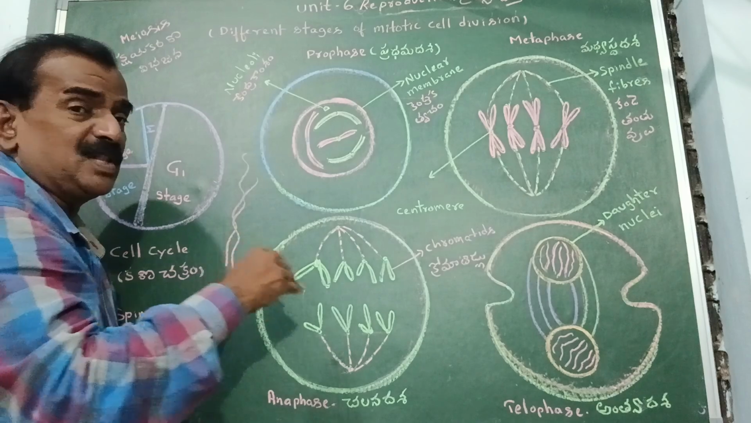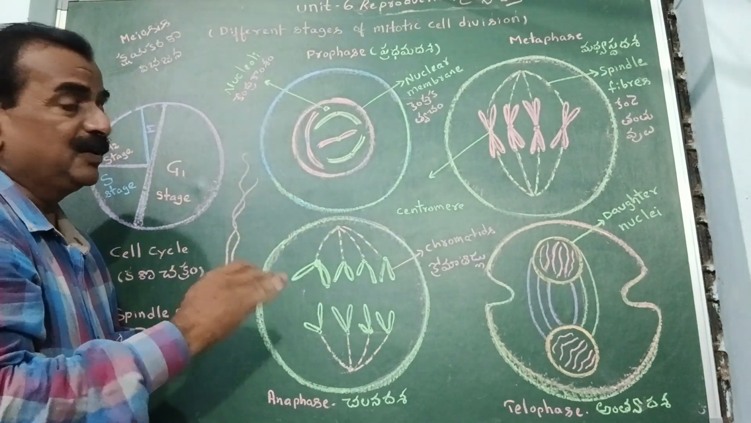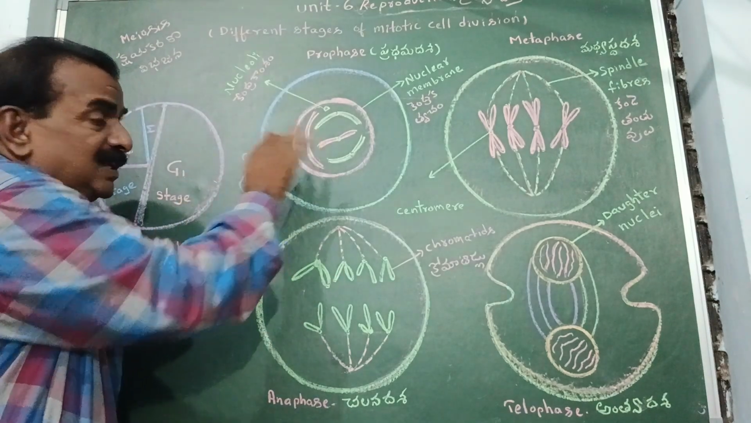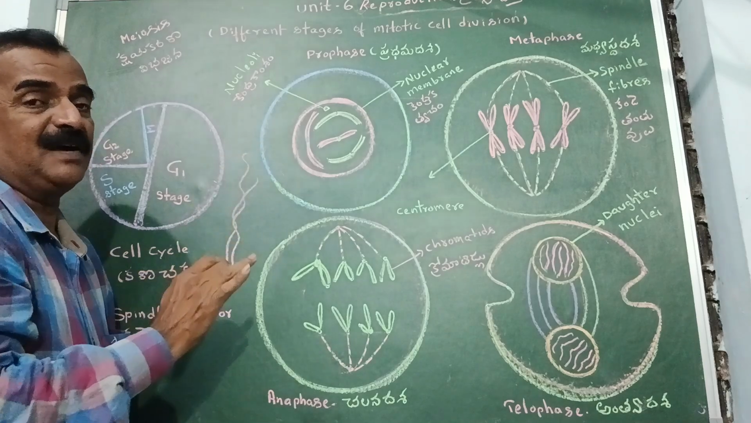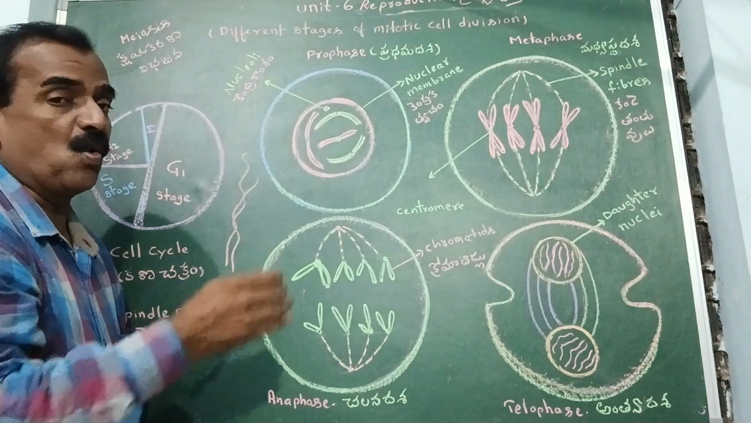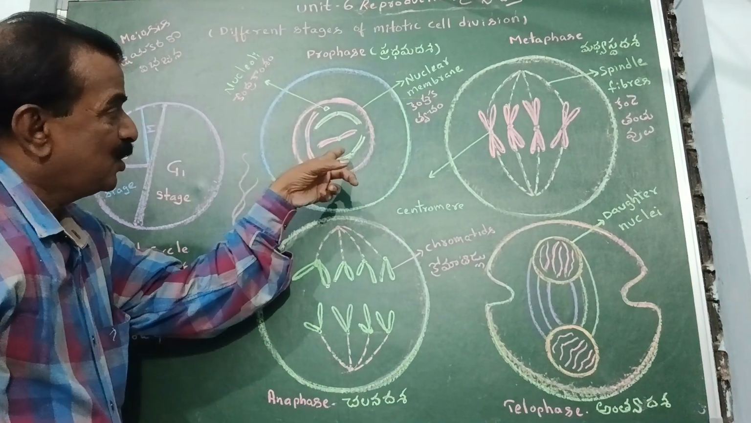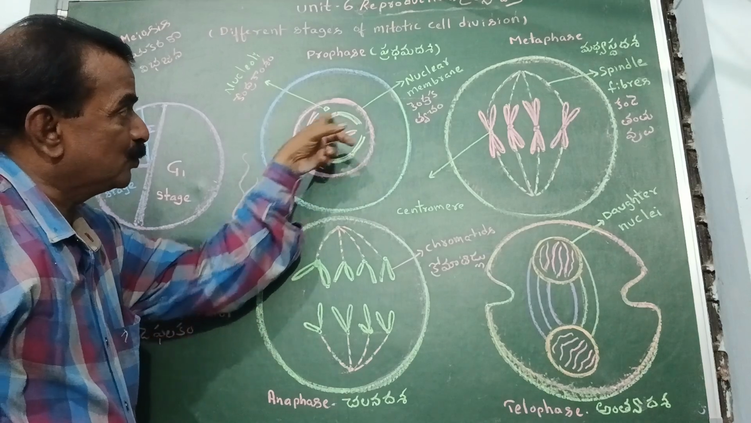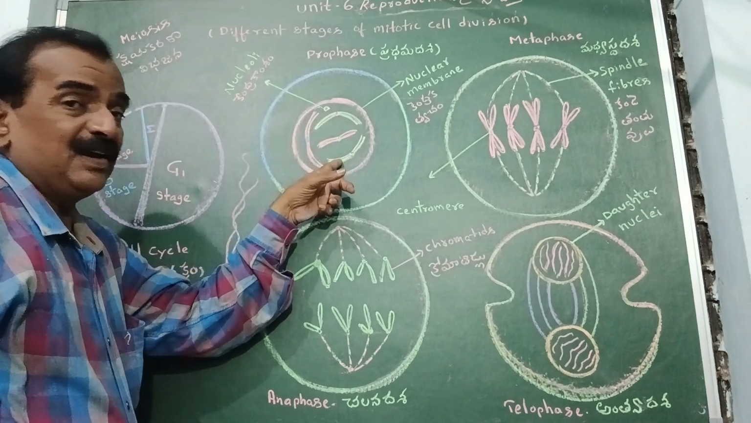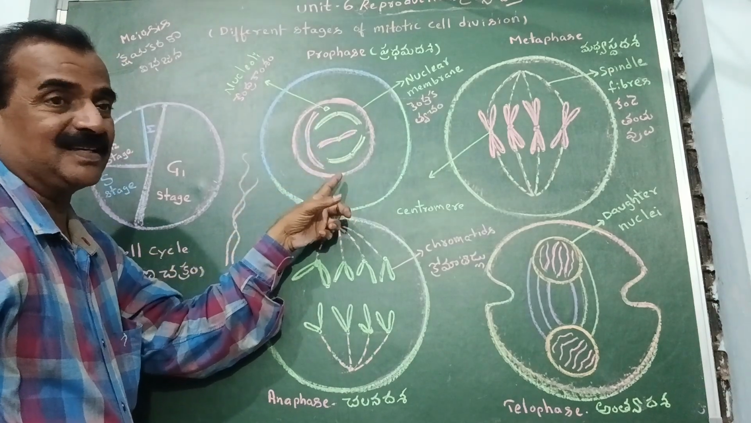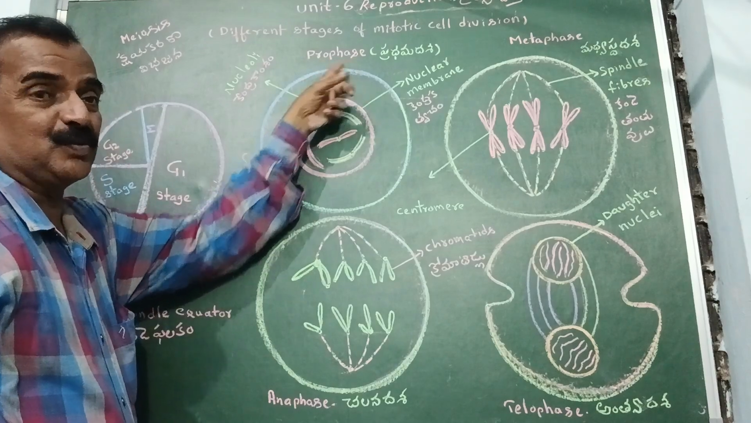But during the process of mitotic cell division, we can observe the clear nature of the chromosome. How does it happen? So here these are called chromosomes. This is the first stage of mitotic cell division, and that is called prophase.